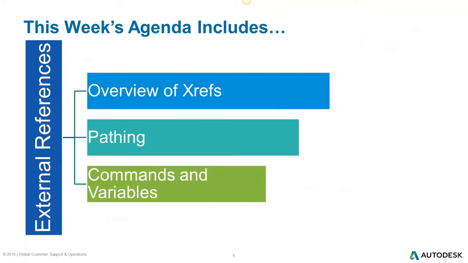So just a quick overview here as to what we're going to be doing. Nauman will be covering external references. So you'll get a quick overview of what xrefs are, or what we shorten it down to as xrefs. Issues dealing with pathing and such when you have an xref that's not resolved and how to deal with that, and then just some other settings that you should be aware of when dealing with xrefs.